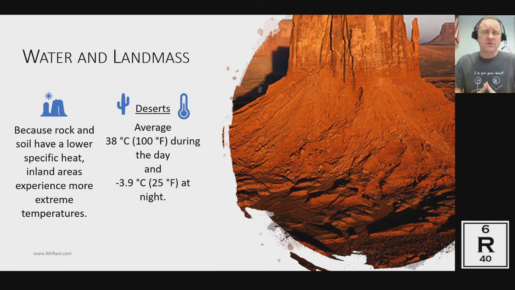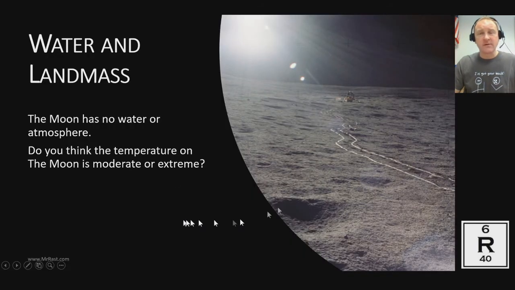Why is it so extreme when you go inland? Again, because there's no water here. There's nothing holding that heat, that specific heat that kind of makes it so we don't have these huge fluctuations. Let's go one step further. On the moon would basically be rock. The moon has no water and it has no atmosphere. Do you think the temperature on the moon would be more moderate or more extreme when compared to Earth?